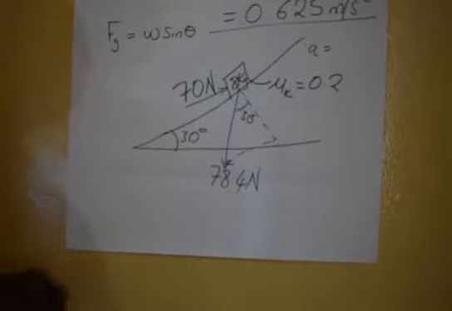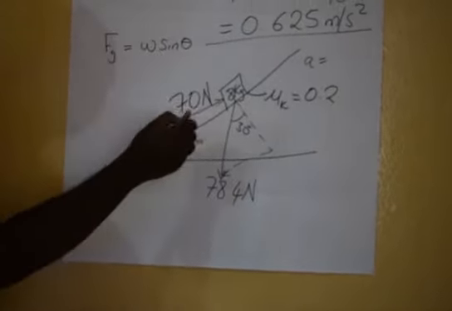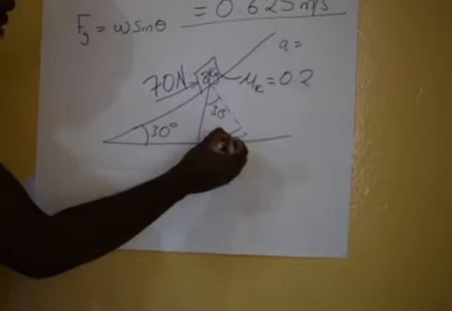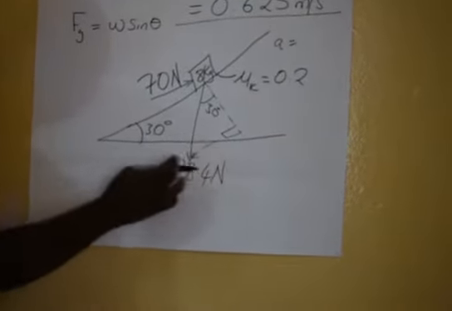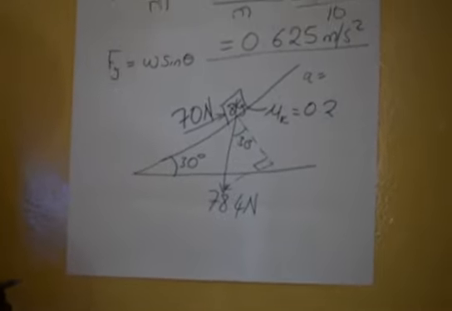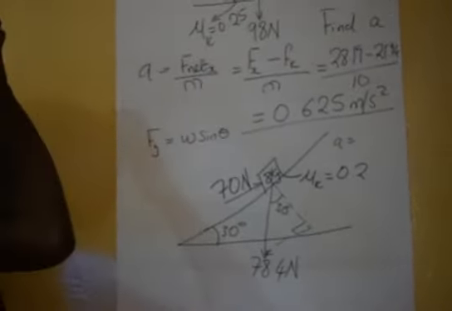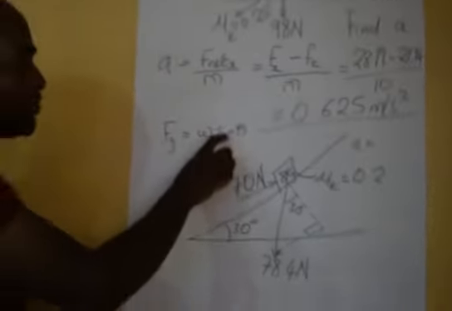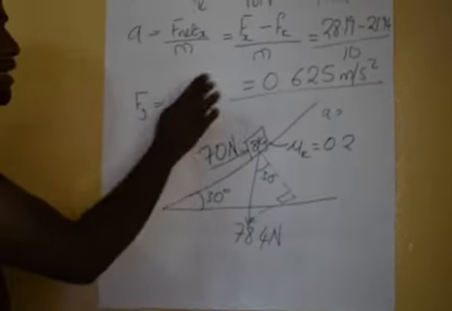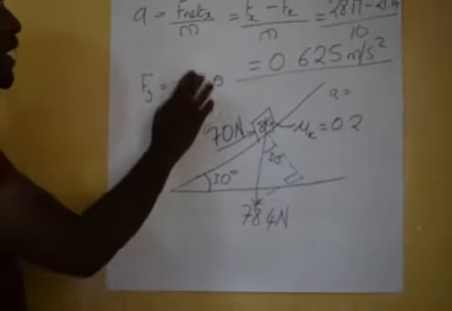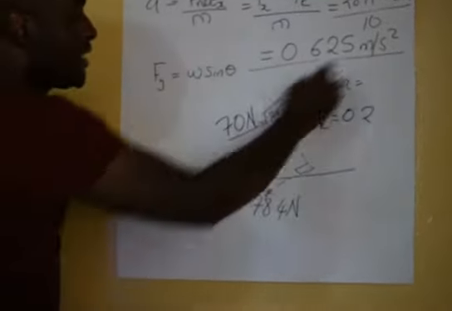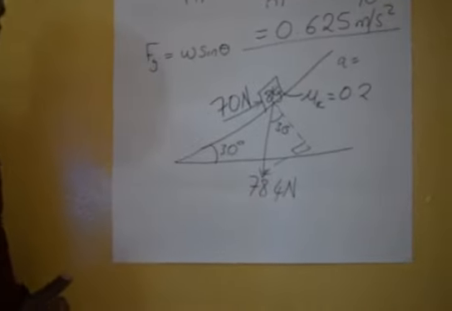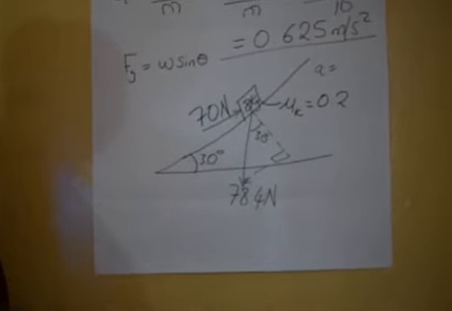So now, if you have this case, this triangle, it's also a right angle triangle. So the hypotenuse is this very one. So always just know that Fg, which is the force due to gravity, is weight times sine theta, or mg sine theta. When you multiply times the distance there, it becomes equal to the gain in potential energy. So that's the reason why we do that.